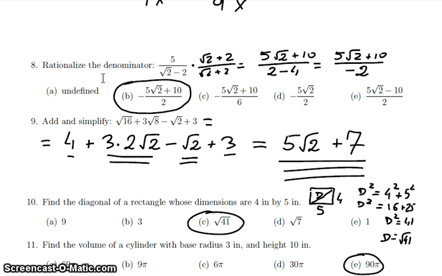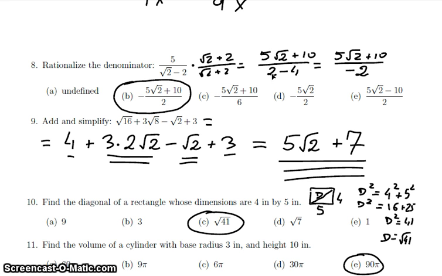8, rationalize the denominator, 5 over square root of 2 minus 2. In order to rationalize it, we have to multiply top and bottom by the conjugate of the denominator. So you multiply the numerator by root 2 plus 2 and the denominator by the same thing, root 2 plus 2. And then the denominator, we're going to have 2 minus 4 because you're going to have the difference of two squares. The square root of 2 times the square root of 2.